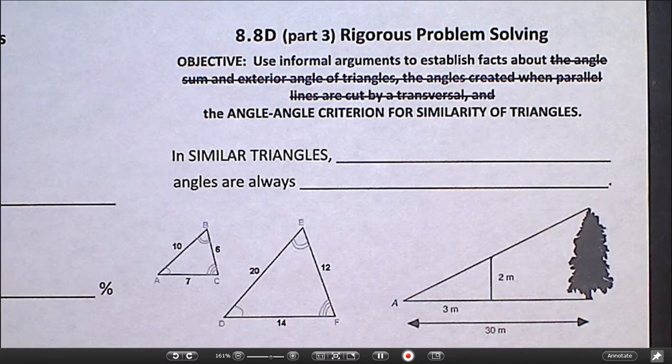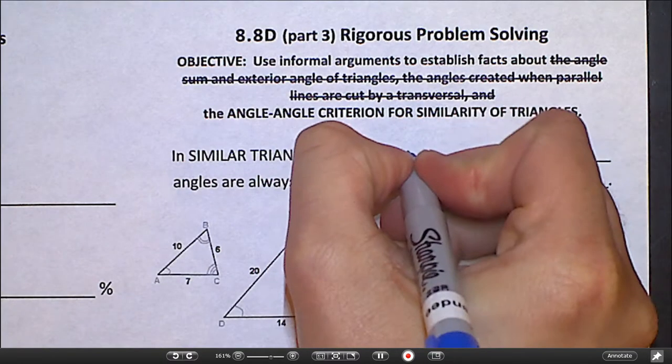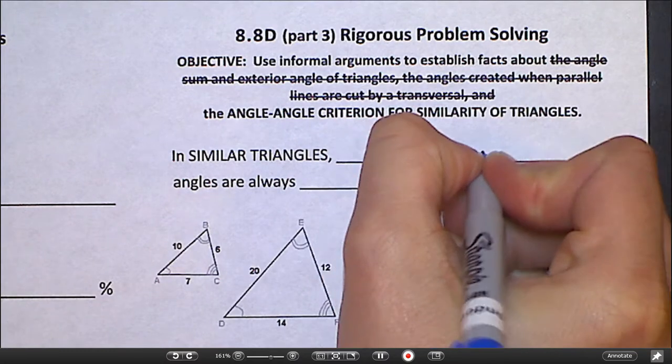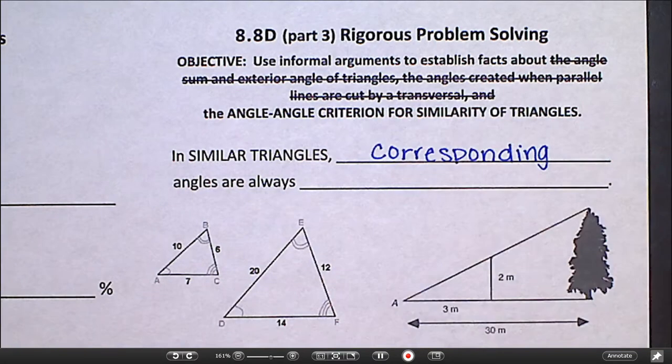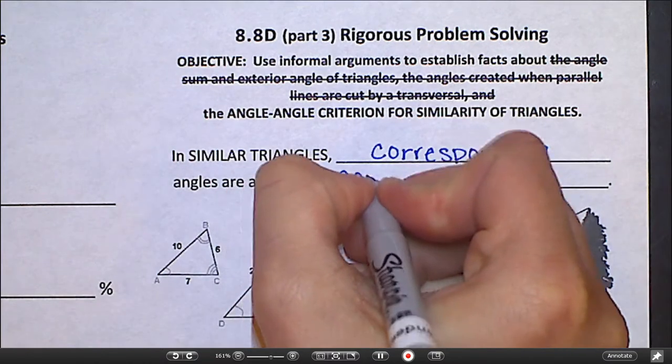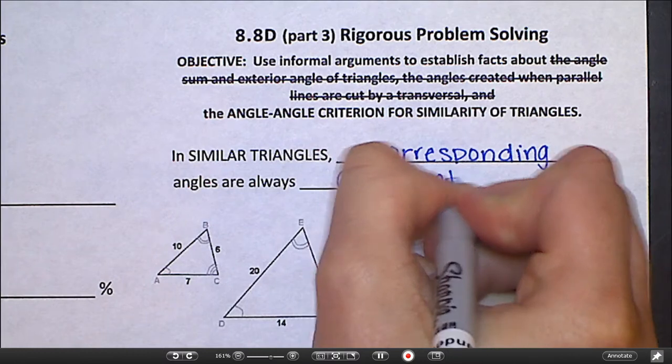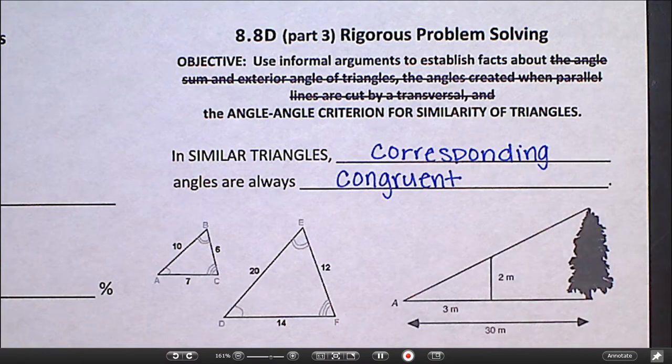Okay, in similar triangles, we need to know that corresponding angles are always congruent. And you probably remember this at least a little bit from before when we were solving proportions a lot. Anytime we have similar figures, corresponding sides are proportional, but corresponding angles are congruent. And so we had to memorize that. So anytime you're given one angle, you know that in the similar triangle, that same angle is going to be the same thing. So let's look at an example.